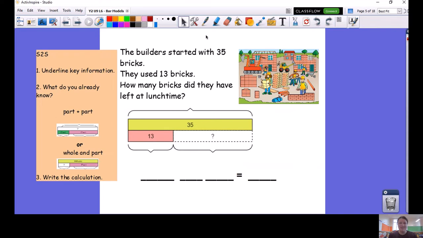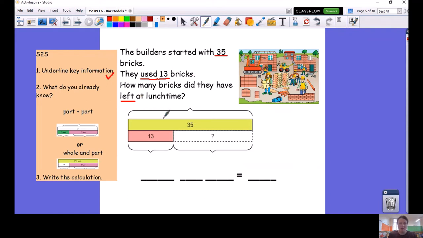What is the key information? Well, the builder started with 35 bricks. They used 13 bricks. How many bricks did they have left at lunchtime? If they've used and they've got left, what do I already know? So I've underlined the key information. Well, I know that they started with 35. I know they've used 13. And if you use something, you're taking it away. And then it says how many do they have left?